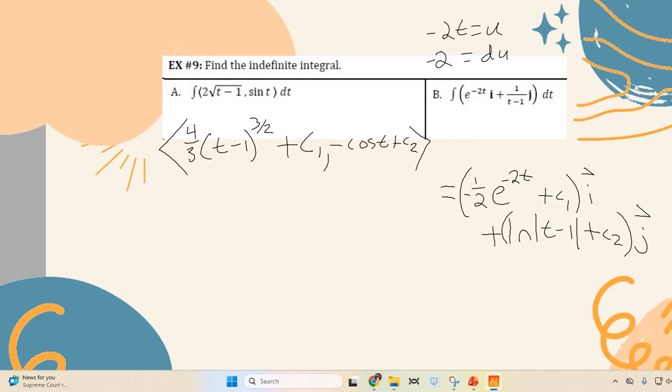And if these were definite integrals, the only difference would be that, 1, if it's definite, I don't have to have c's, and 2, you would just plug in your bounds, but into both pieces. Agree with me there? Okay.